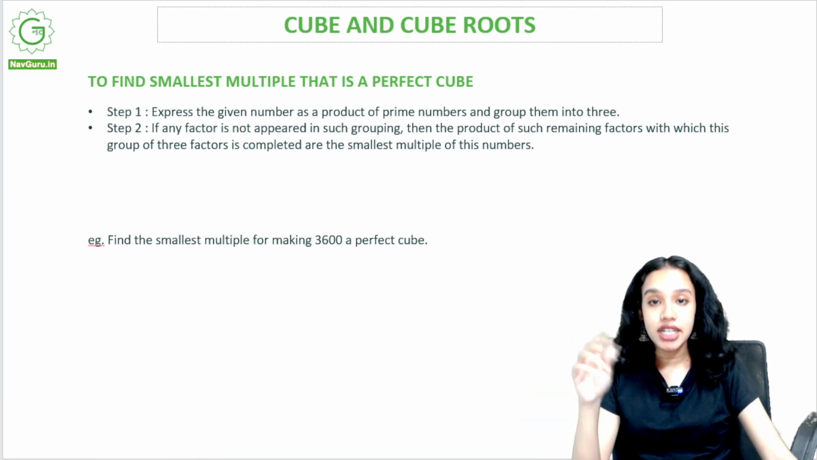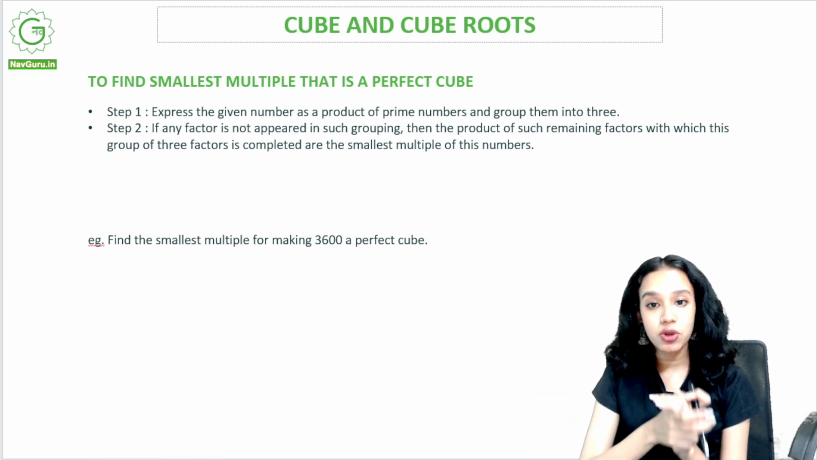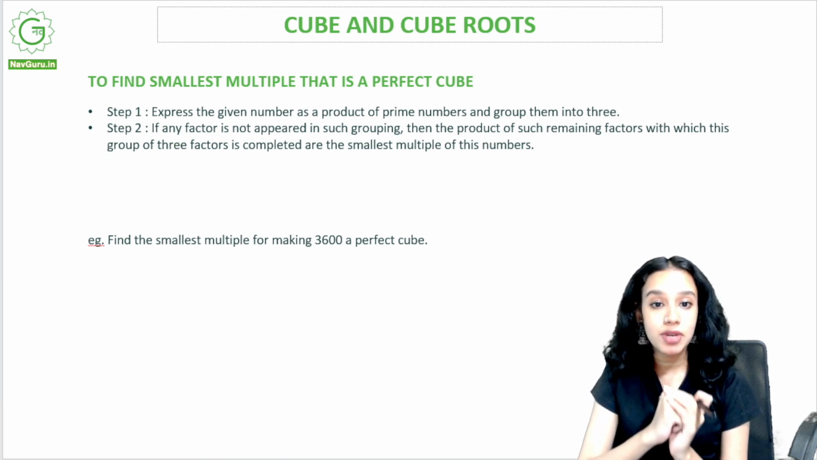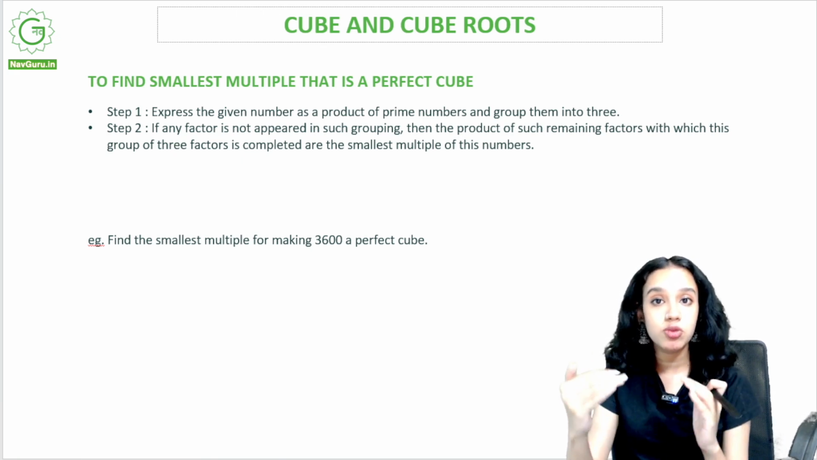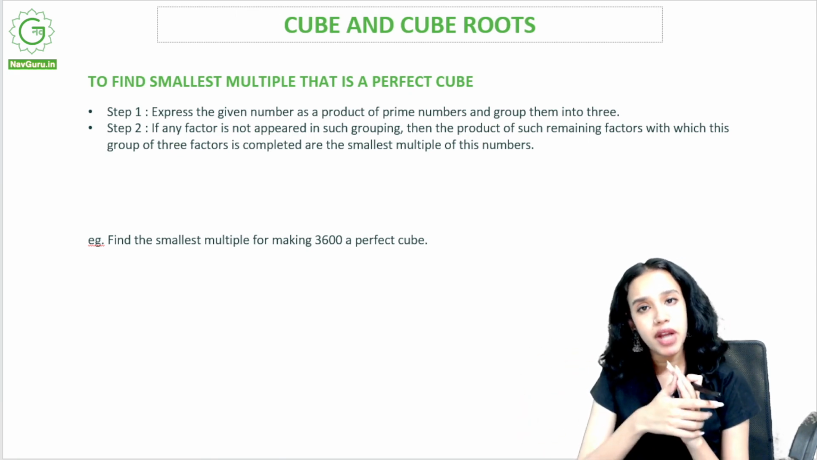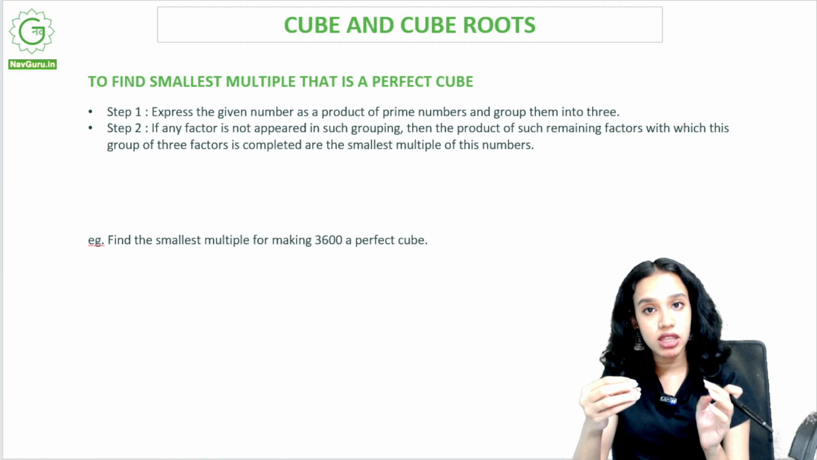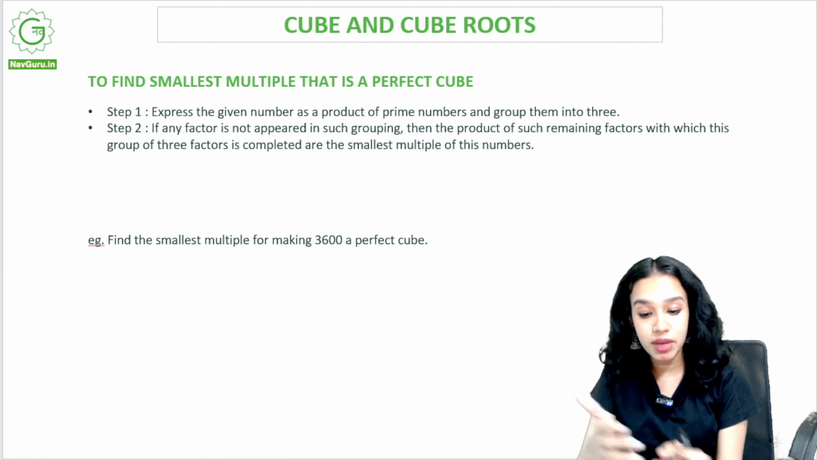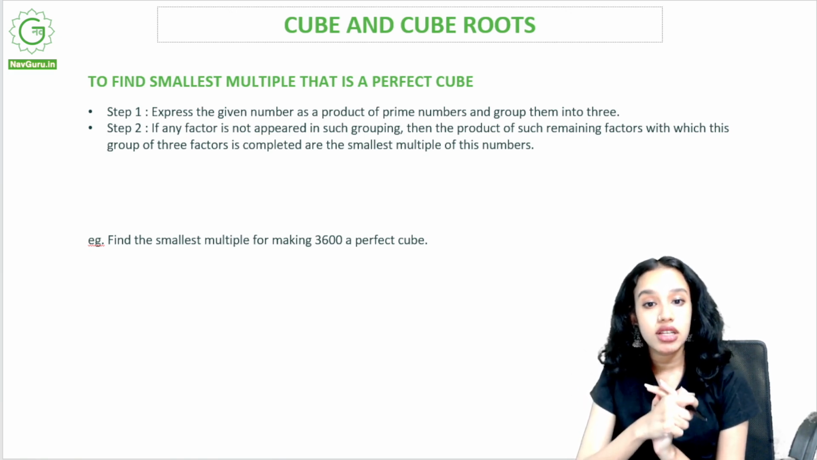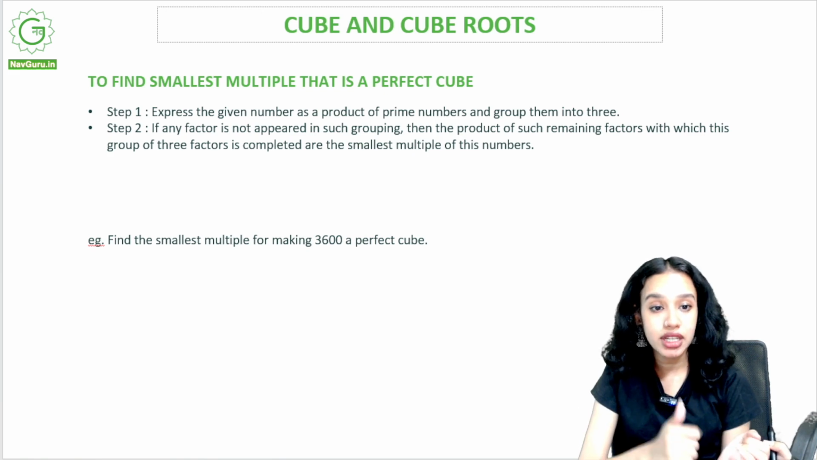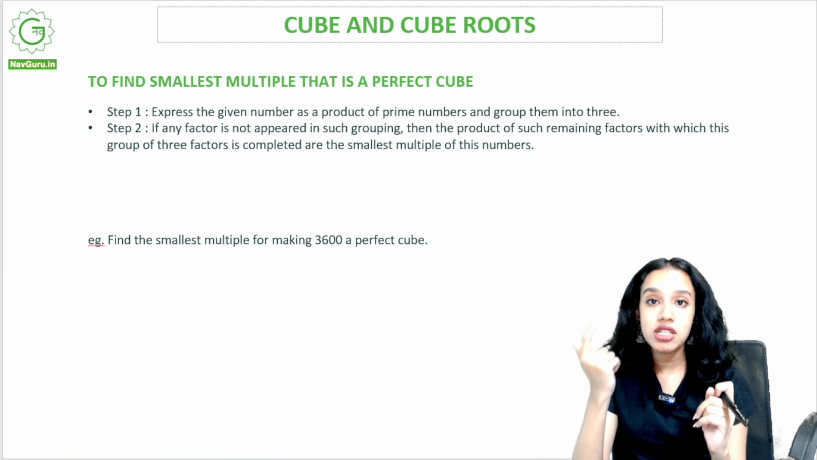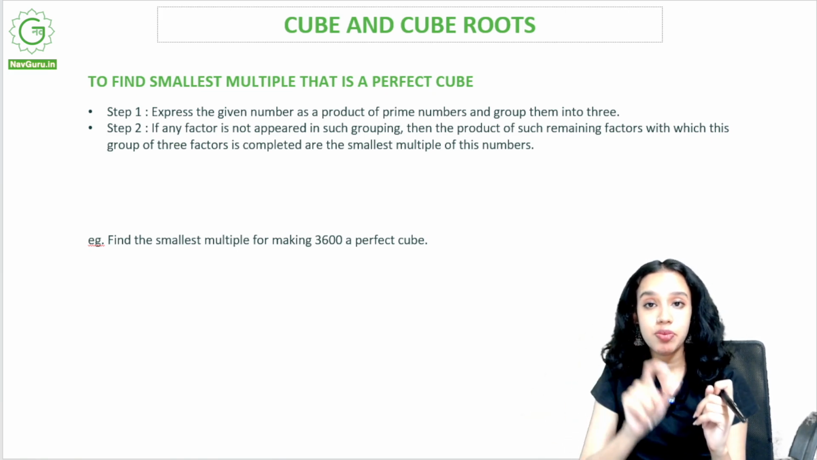So let's talk about how to find the smallest multiple that is a perfect cube, right? So how do we do this? Express the given number as a product of prime numbers and group them into 3. Remember when we are doing the prime factorization method to find the square root of a number, we would find the prime factors and group them into 2. Now if any factor does not appear in such grouping, then the product of all these numbers would be the smallest multiple for making a number a perfect cube.